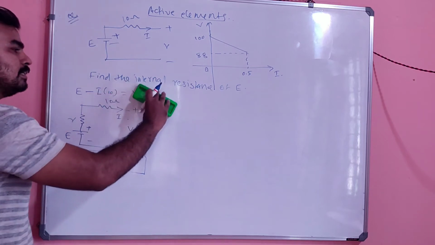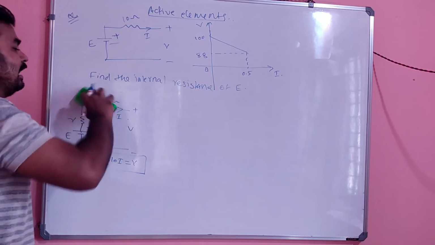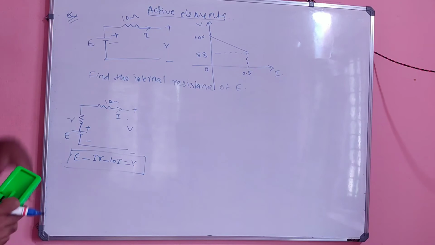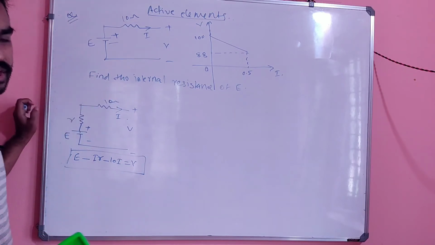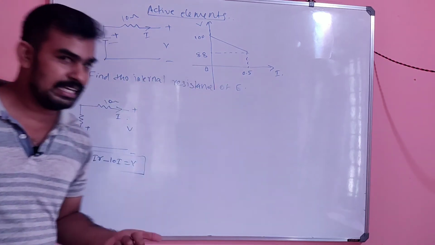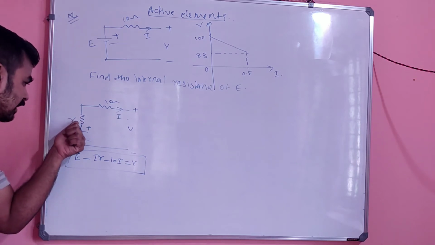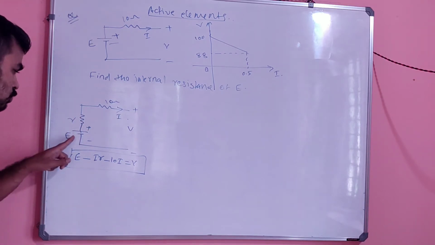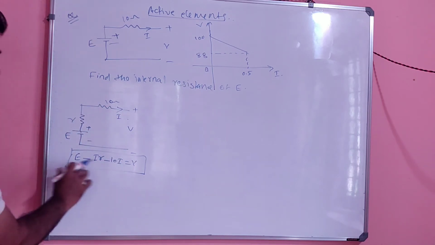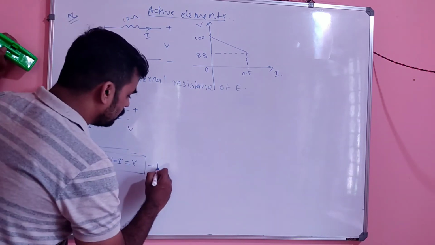Actually this is not needed, just for telling the steps. The previous step is like that, and this is also the same step as in the previous problem. We have to find the internal resistance of E, so you have to redraw the figure indicating r as the internal resistance, E and r, 10 ohm, I and V like this. So E minus I r minus 10 into I is equal to V. This is our equation number 1.